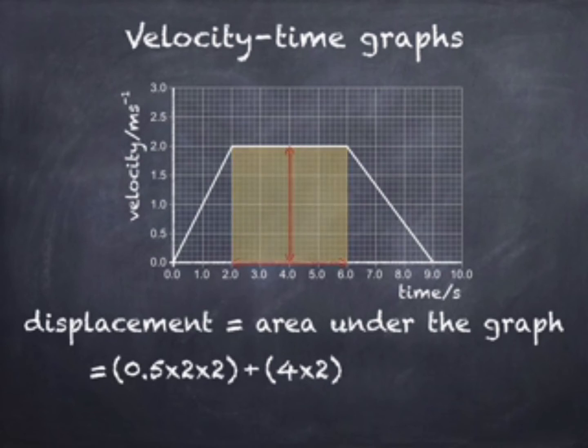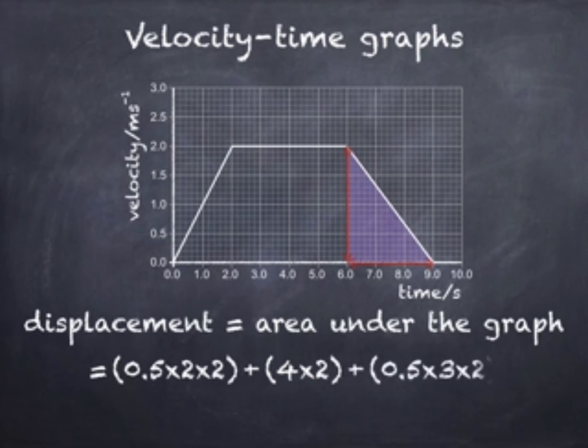Then for the third part, we'd have another triangle which gives us half base times height. You convert the half to 0.5 and substitute the values, you get 0.5 times 3 times 2. By summation, when you add these three values together, you arrive at a total answer of 13 meters for the displacement.